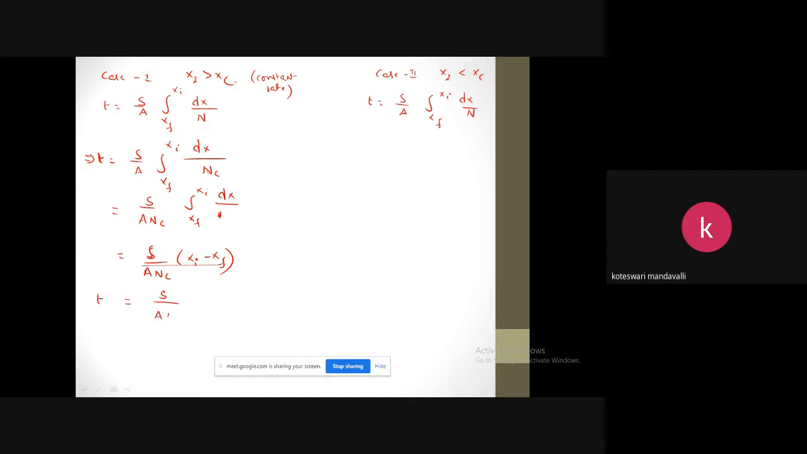S by A nc into xi minus xf. Where S, as we know, is the weight of dry solid, A is the drying area, and nc is the rate under the constant rate period.